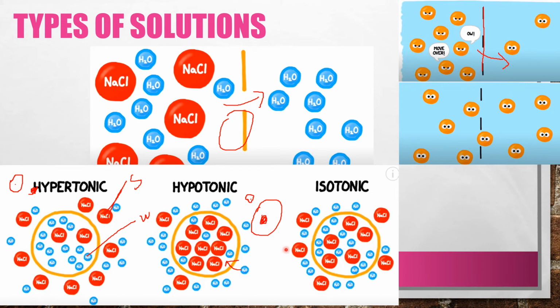Then what happened in the isotonic? Same status, that is maintaining equilibrium status. Water content and salt content are in an equal state, so we can call it isotonic. That is hypertonic, hypotonic and isotonic.